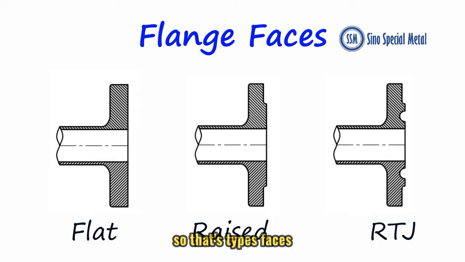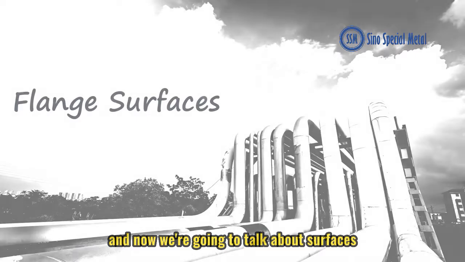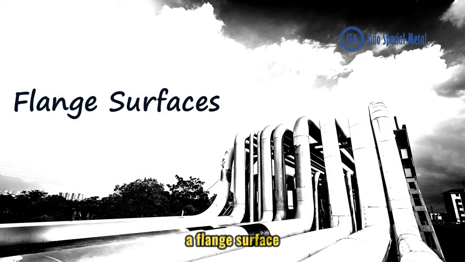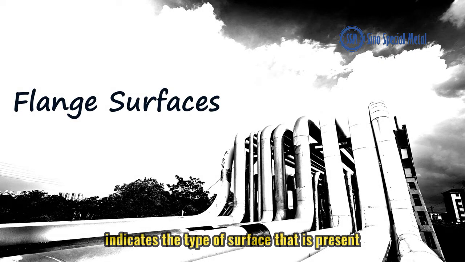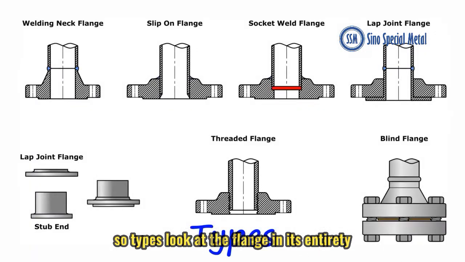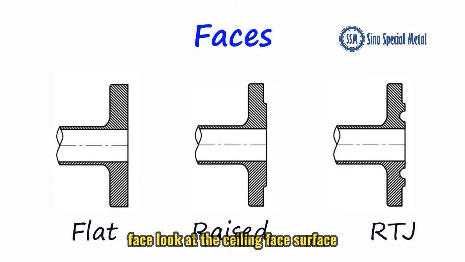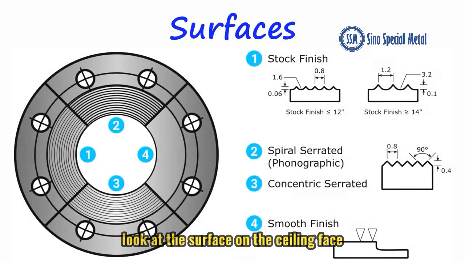So that's types, faces, and now we're going to talk about surfaces. A flange surface indicates the type of surface that is present on the flange face. So types, look at the flange in its entirety. Face, look at the sealing face. Surface, look at the surface on the sealing face.